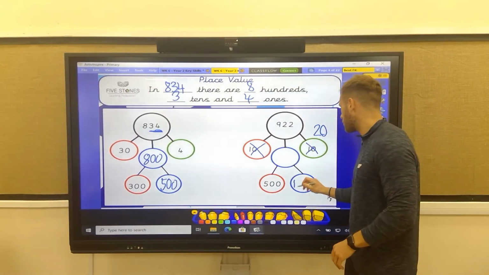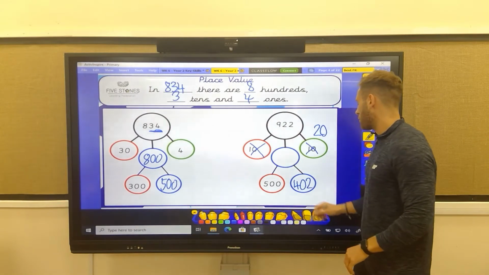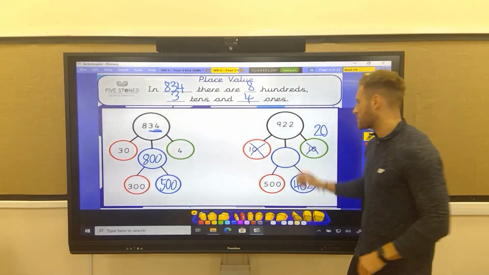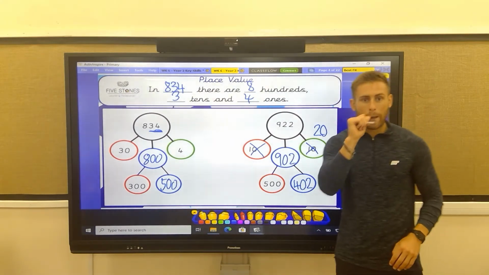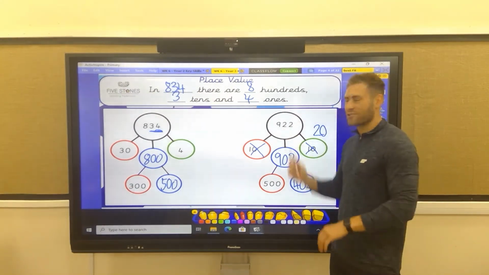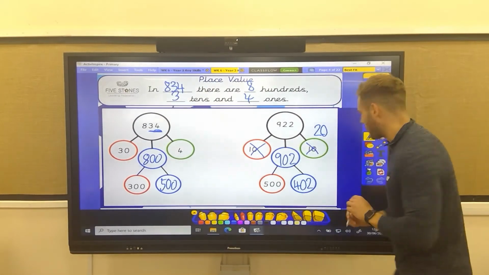We're missing 402. So 500 add the 400 gives us the 902. 902 add the 20 gives us 922. Just the whole that we were missing. Great work.